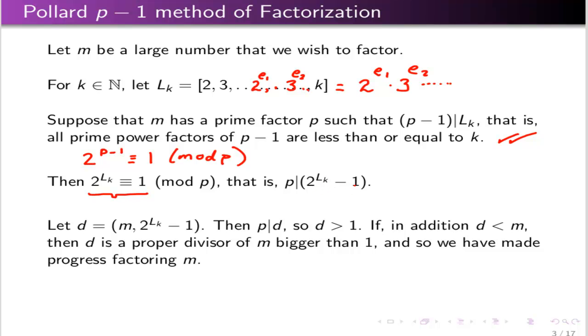Now, what we'll do is calculate the GCD of m and 2 to the Lk minus 1. Let's call that value d. So this prime p was given to be a factor of m, and it's also a factor of 2 to the Lk minus 1, and so p would be a divisor of this GCD d. And so that greatest common divisor is strictly bigger than 1. So if in addition that divisor d happens to be strictly less than m, then d is a proper divisor of m bigger than 1, and so we've made progress in the factorization of m.